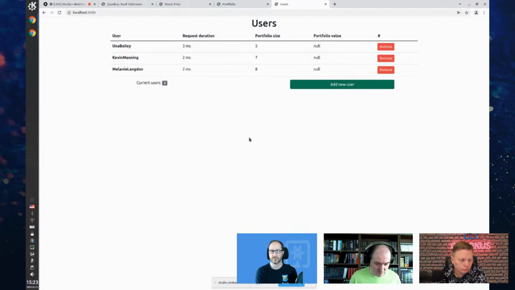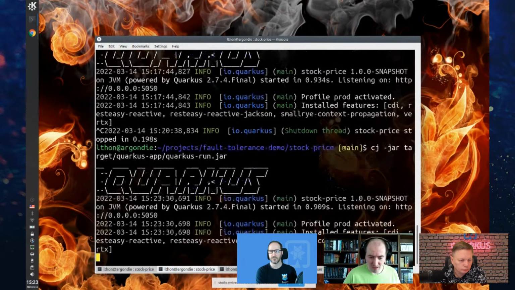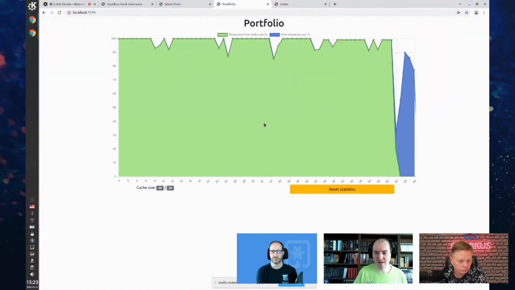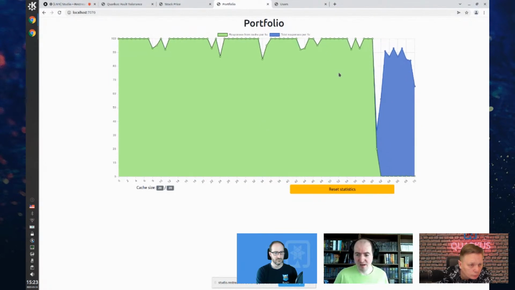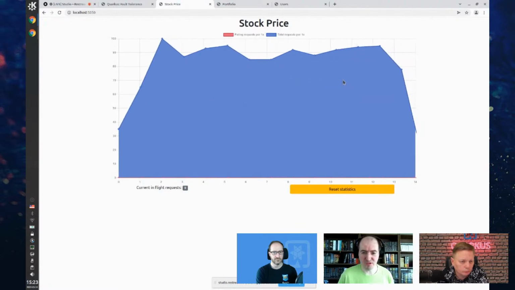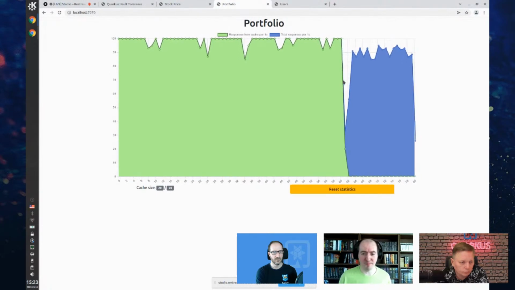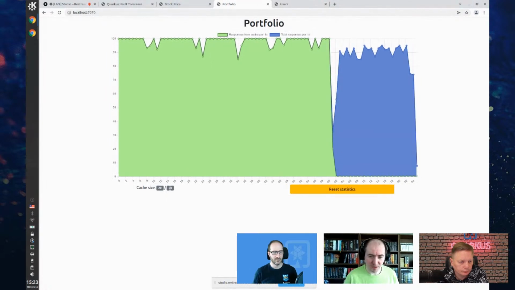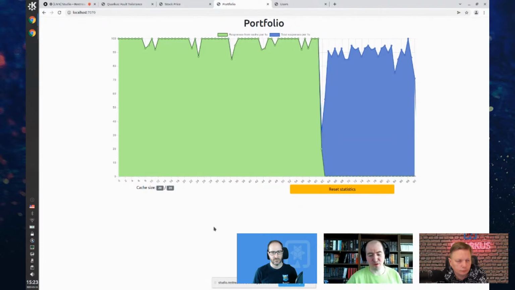Right, so let me just bring the price service back just to show that we can get some responses and cache some of the responses. We're getting some responses from the stock price, and the portfolio service just relays them back to the users. Right now I have 20 entries in the cache out of 20 existing, so I have everything in the cache.